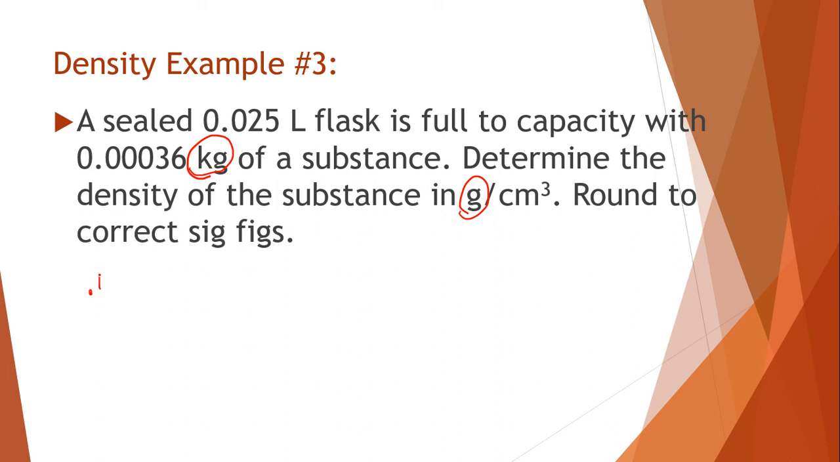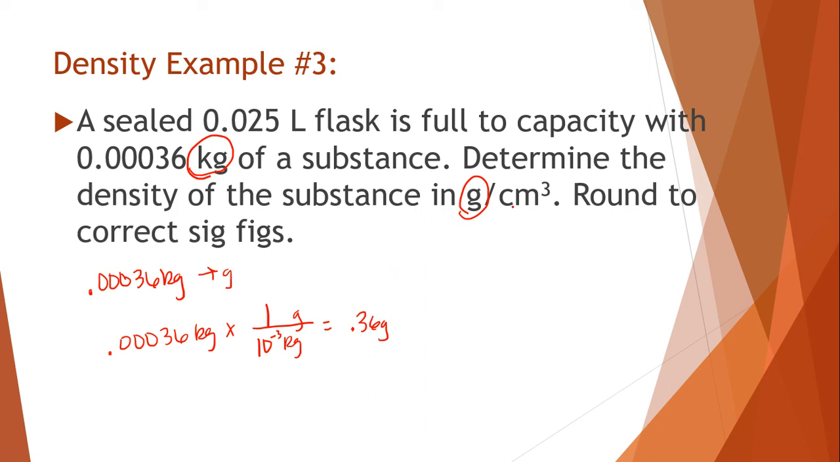So remember, I'm starting with 0.00036 kilograms, and I want to get it to grams. The easiest way I always do these is use it as a conversion. So if I want to get rid of kilograms, it goes on the bottom. Grams goes on top. So every 1 gram, there's 10 to the negative 3 kilograms. And that gives me 0.36 grams that I'm working with.